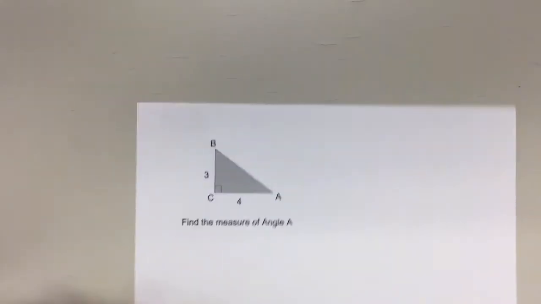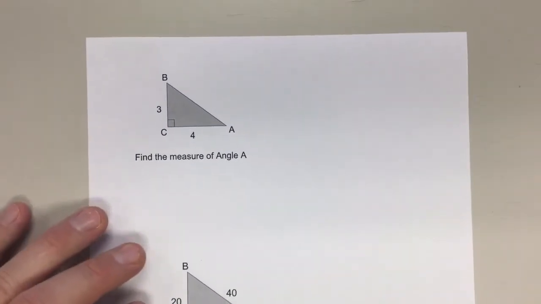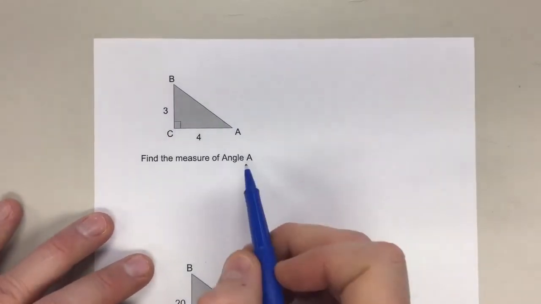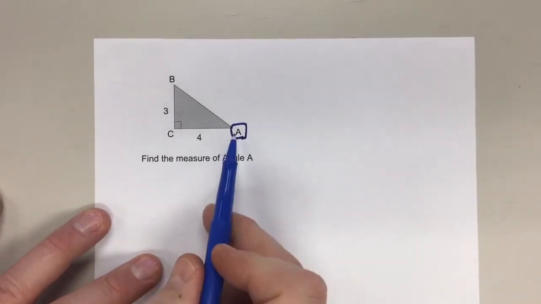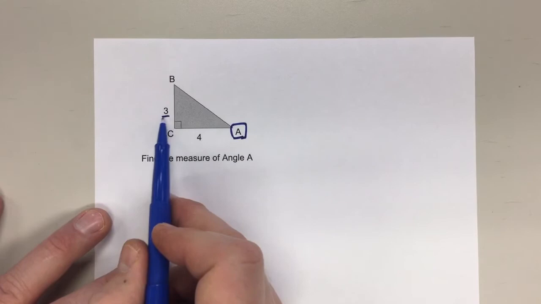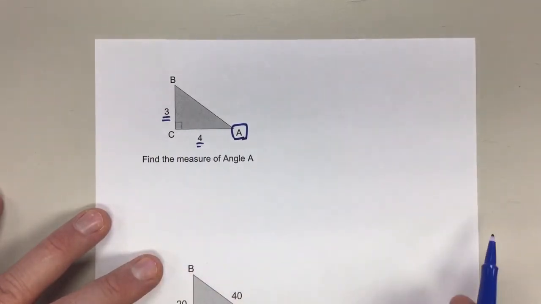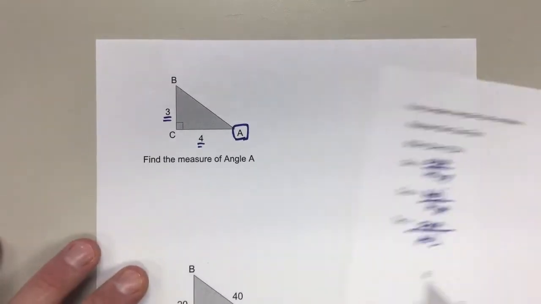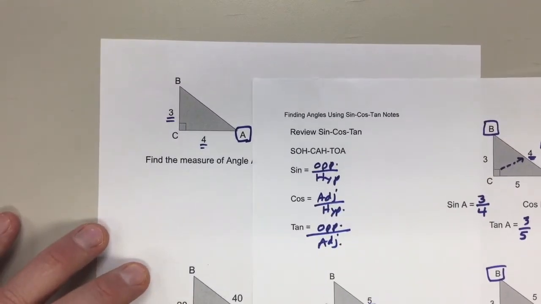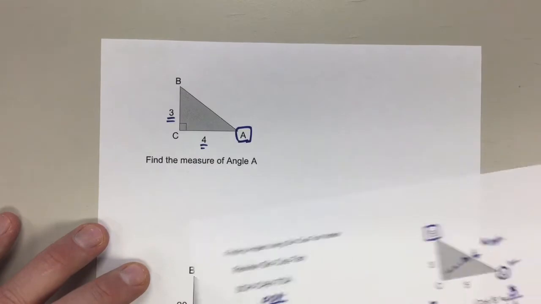So if you turn your note sheet over to the second side, let's try this one. I want to find the measure of angle A. Here's A. And according to the picture, they've given me the opposite side and the adjacent side. So they didn't give me the hypotenuse. Well, if you look at your trig identities on the previous side, you'll know that the opposite and adjacent sides belong to the tangent. So this time I'm going to use tangent.